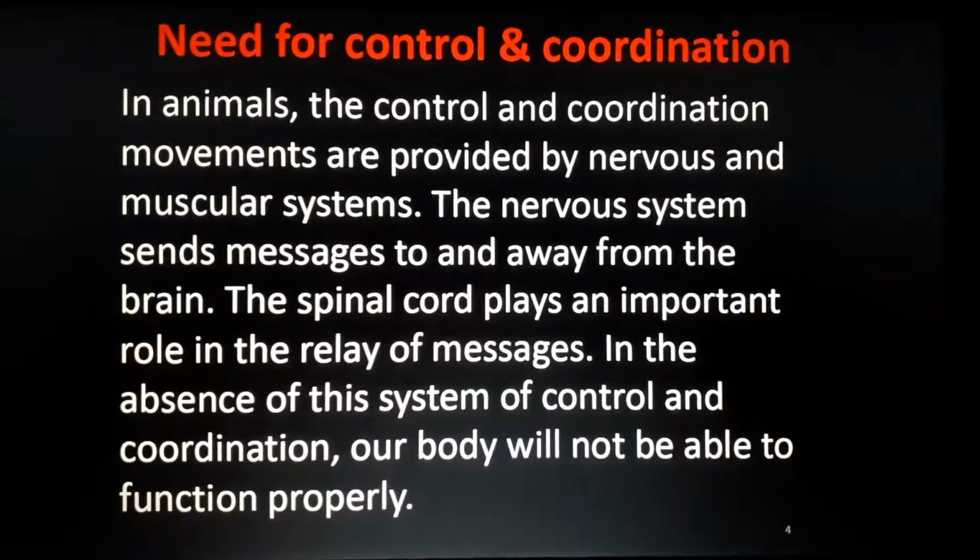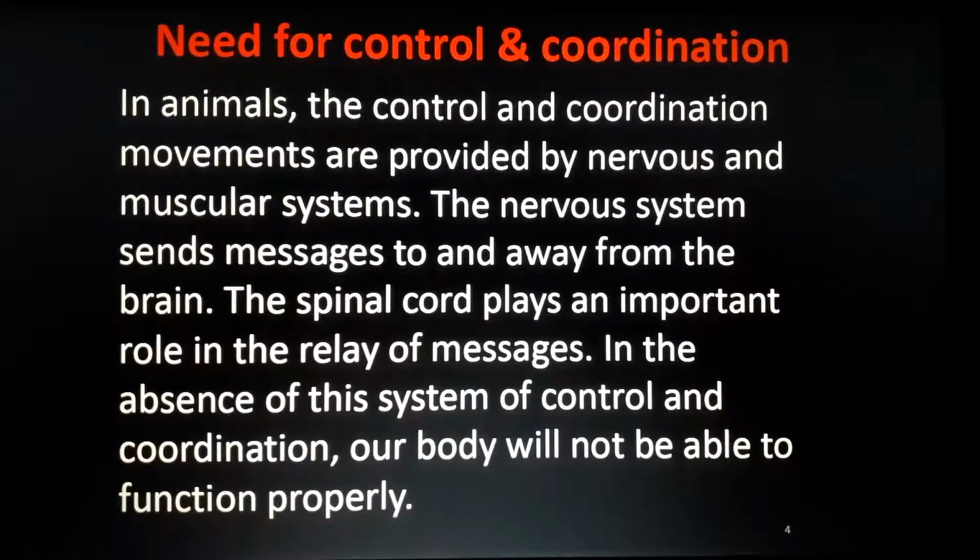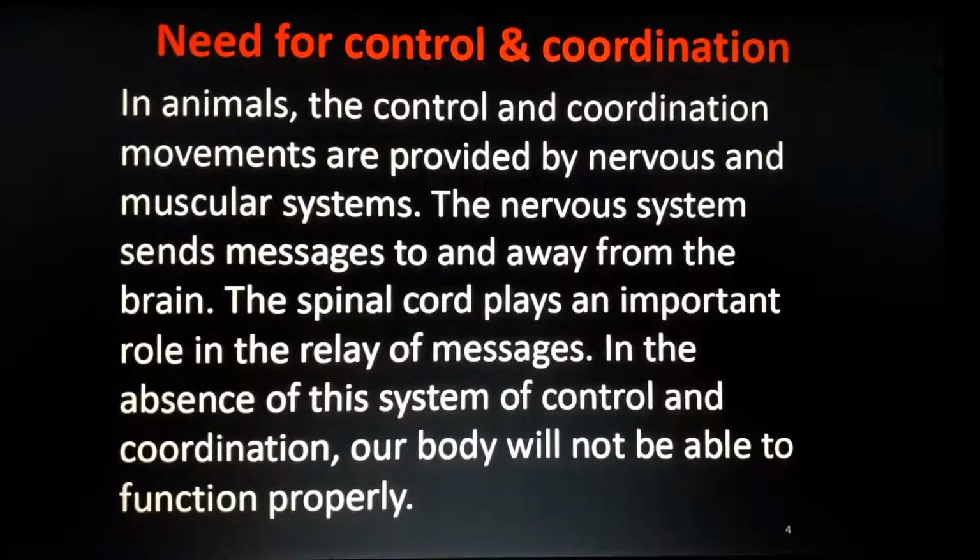Control and coordination, mostly the muscular system and nervous system. The nervous system sends messages to and away from the brain. Understand? Two types of messages are there. One is sent towards the brain and one is taken away from the brain. Same like the heart, arteries and veins, that we will study later. Not arteries and veins, the name is different. Okay? The spinal cord plays an important role in the relay of messages. In the absence of the system of control and coordination, our body will not be able to function properly.